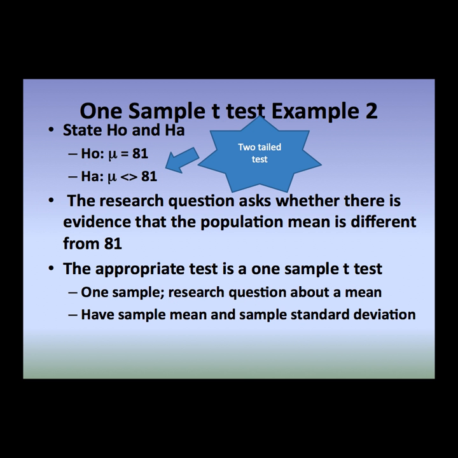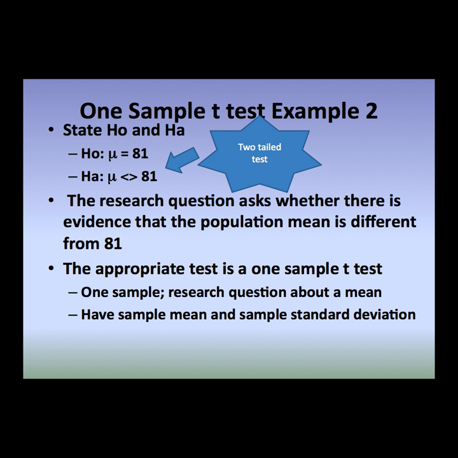The first step again is to state the null and alternative hypothesis. The null, H0: mu equals 81, versus the alternative, mu is not equal to 81. Note we have a two-tailed test because the research question asks whether there is evidence that the population mean is different from 81. The appropriate test is a one-sample t-test.